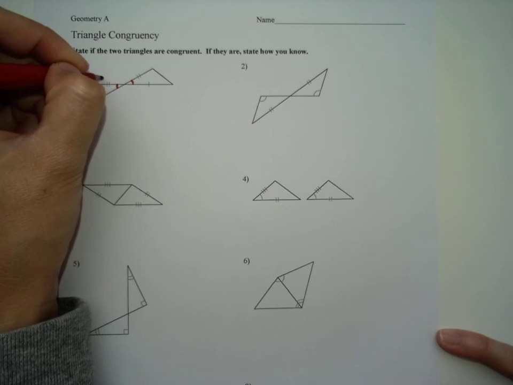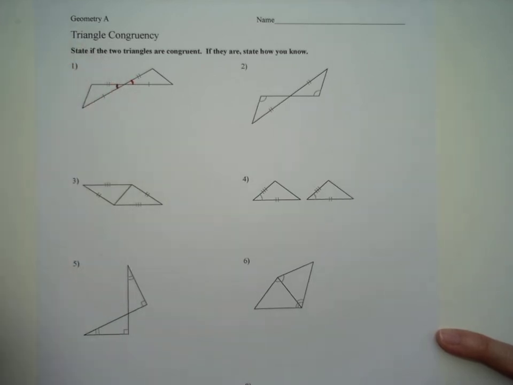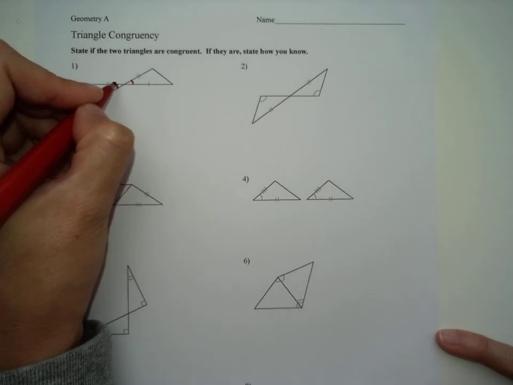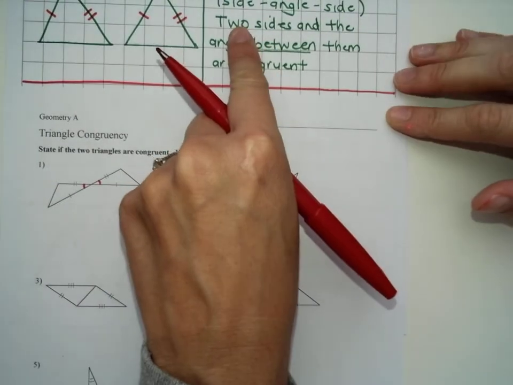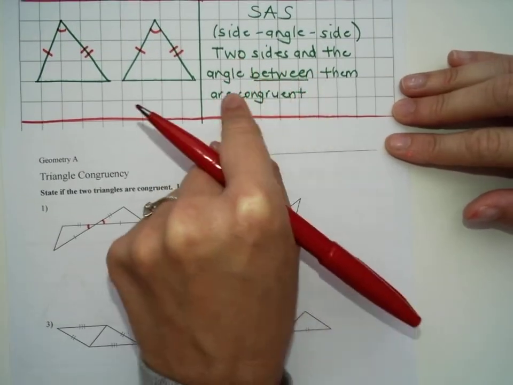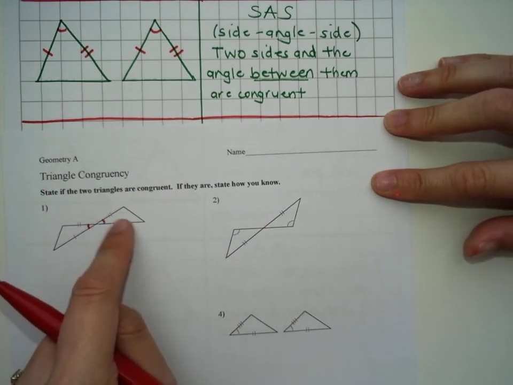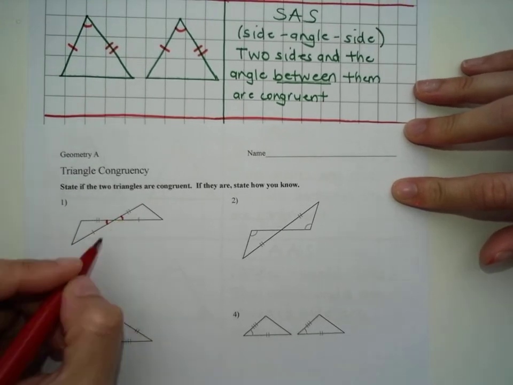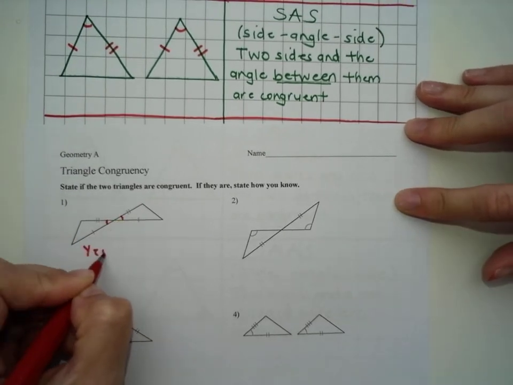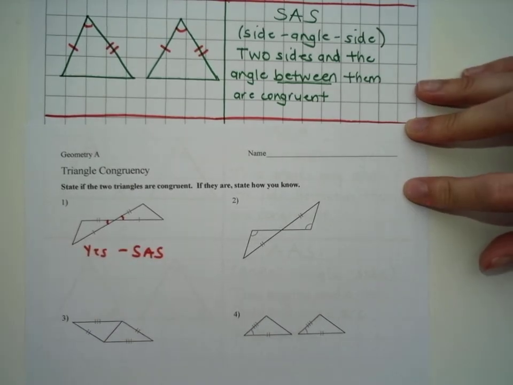So we have a side, and then we have an angle, and then we have a side, right? And the angle is between those two sides. So if we look at our notes, side, angle, side, two sides and the angle between them are congruent. So we have two sides, and the angle between them are congruent. So we would say yes, these are congruent because of the side, angle, side.